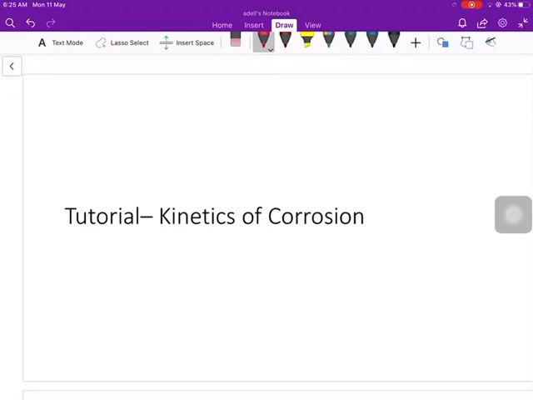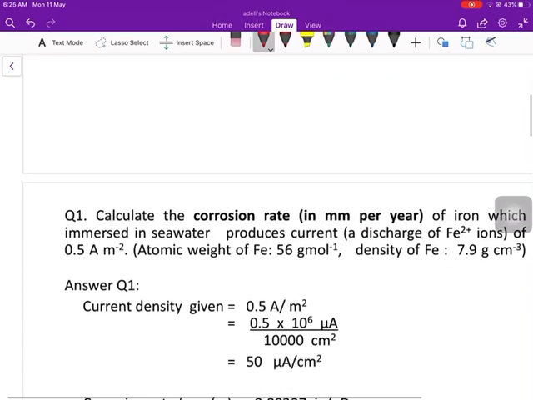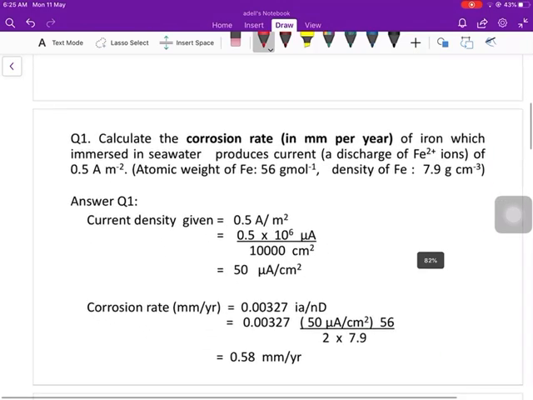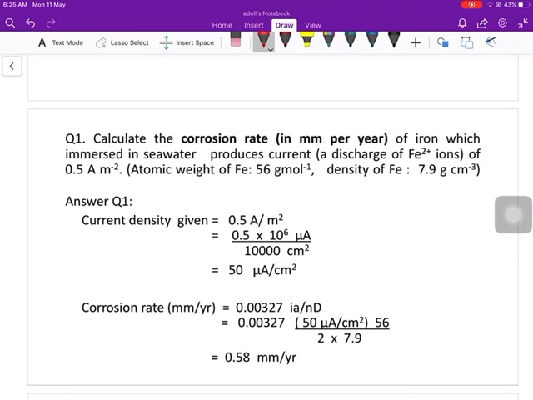Assalamualaikum. So today I'm going to discuss this tutorial, kinetics of corrosion. In this tutorial there are 5 questions. So let's solve the questions. Question 1. Okay, look at this question.